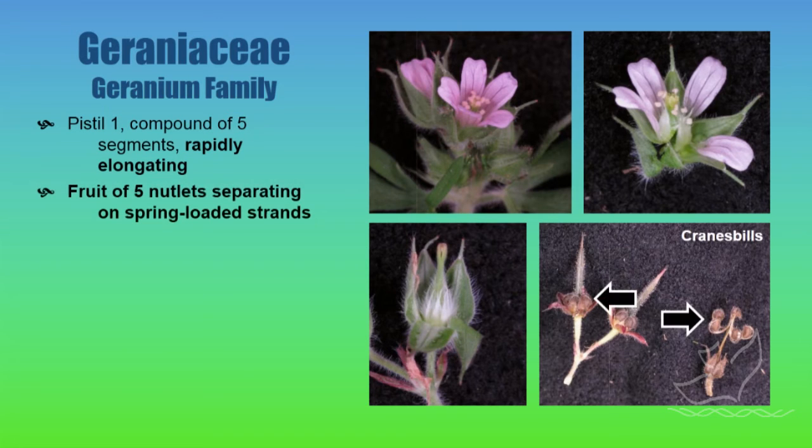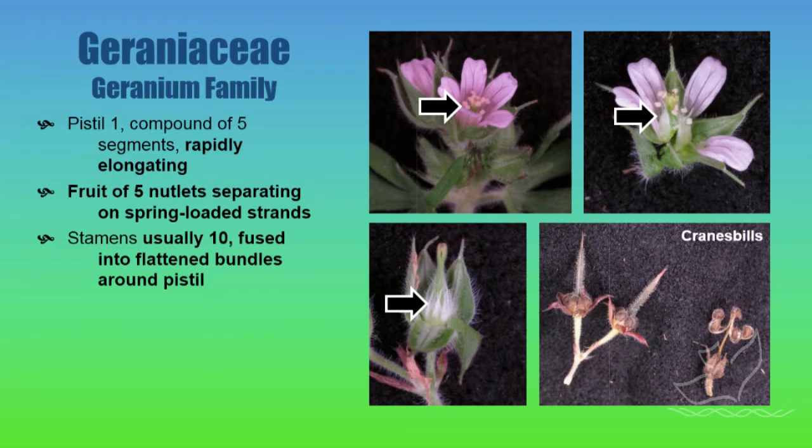The fruit has 5 nutlets, as you see here, and these nutlets are actually attached to a spring-loaded strand that's part of the pistil. So these nutlets with spring-loaded strands are highly characteristic of the Geraniaceae. There you can see in this picture where the strands have actually coiled up. The stamens are 10 in number, and their bases are fused in bundles. So there may be 2 or 3 that are fused at the base to make a little flat structure, another 2 or 3, and so on around the whorl.